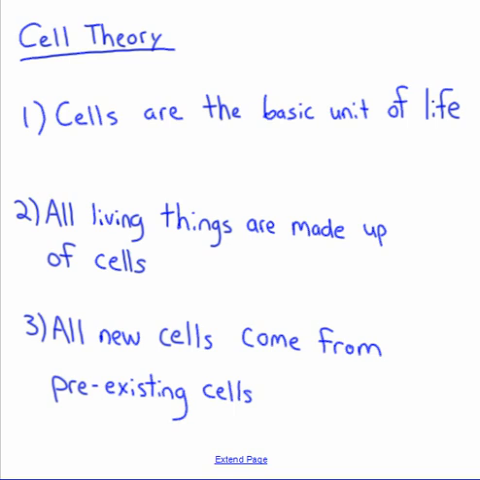So if there's going to be a single organism or a single thing that we're studying in this class, and that thing is a living thing, that means it's made up of cells. And then finally, all new cells come from pre-existing cells. This happens through the process of cell division, so either mitosis or meiosis, but new cells come from old cells. Three main ideas of the cell theory.